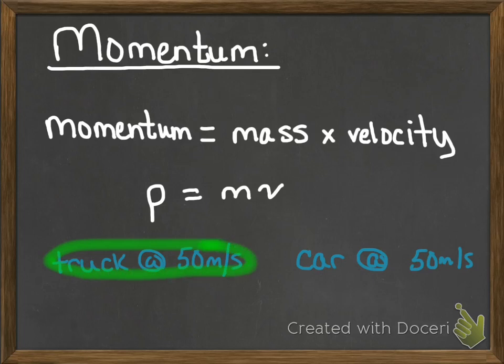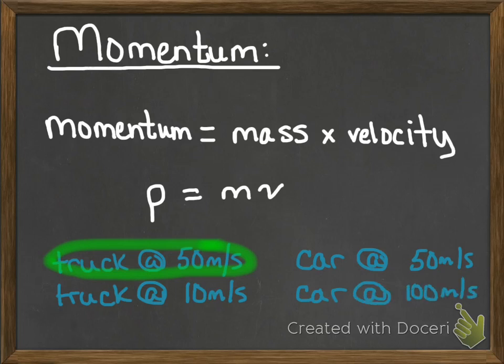So now let's look at an example where I have that same truck going 10 meters per second and that same car going 100 meters per second. Well, remember, the truck's only twice as big as the car. So if I look at that situation, which one's going to have more momentum by this equation? It's going to be the car, because the car is going 10 times faster than the truck, but the truck's not 10 times bigger than the car.